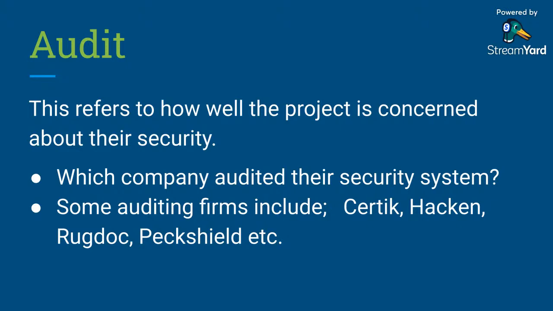So the people that audit that particular cryptocurrency asset you want to buy is very, very important. Which company audited the security system? If you don't see any, they are reputable auditing firms. Like we have CertiK, we have Hacken, we have RugDoc, there are a lot of them, but these are the main ones. They have a track record. And all of this information is contained in the white paper.